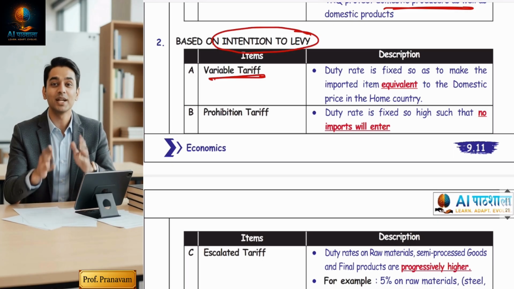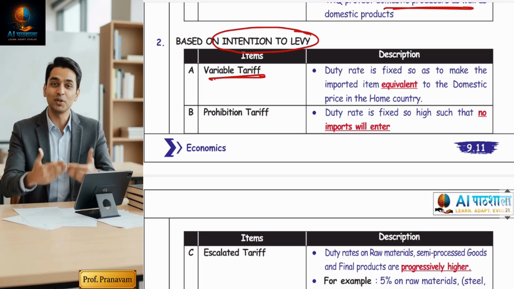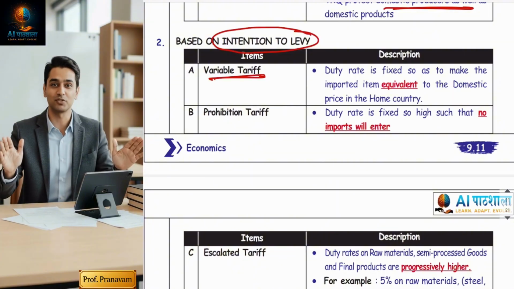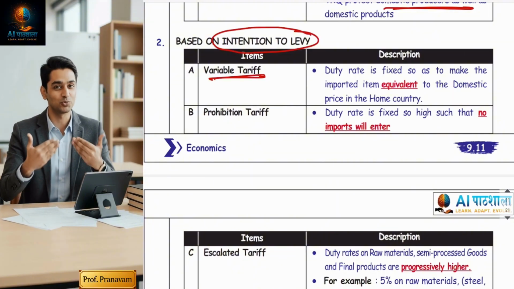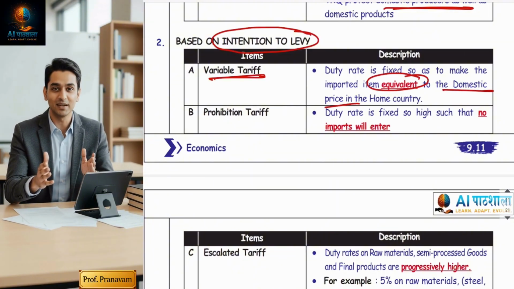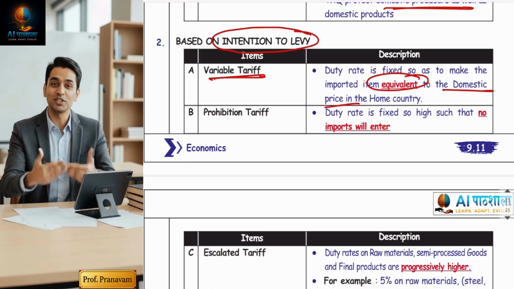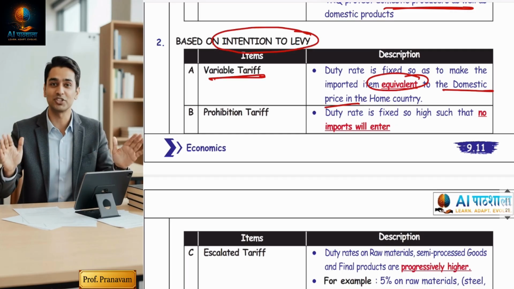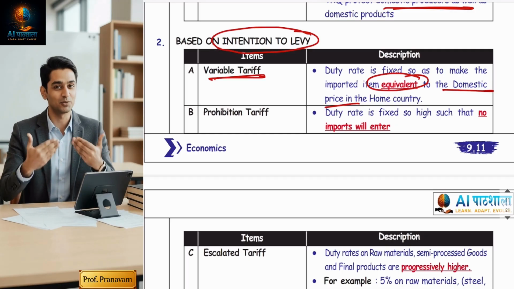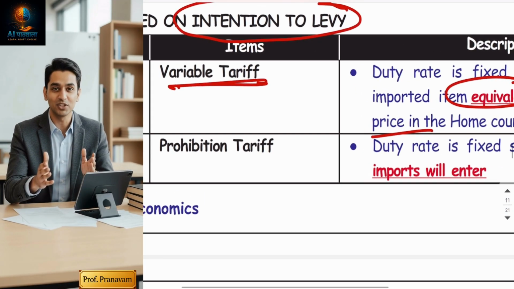Now a variable tariff is fixed in such a way that the price of imported goods becomes equivalent to the domestic price in the home country. What do you mean by this? Guys, the purpose of this variable tariff is very simple, to protect the domestic industries. How come? Now, let us understand.